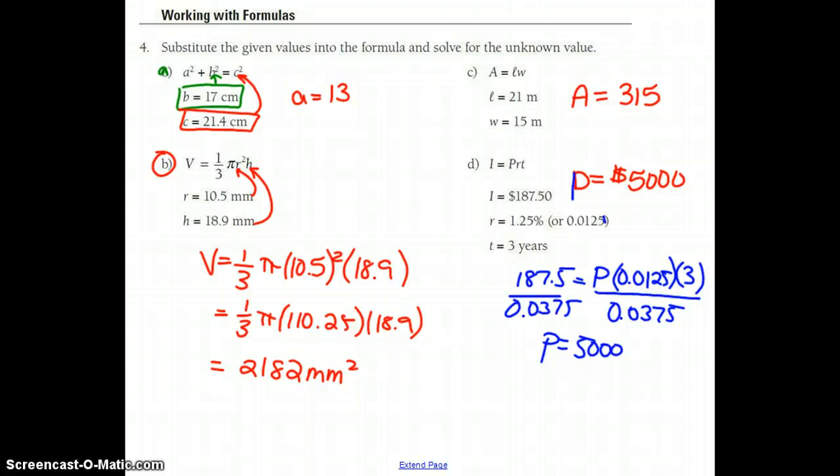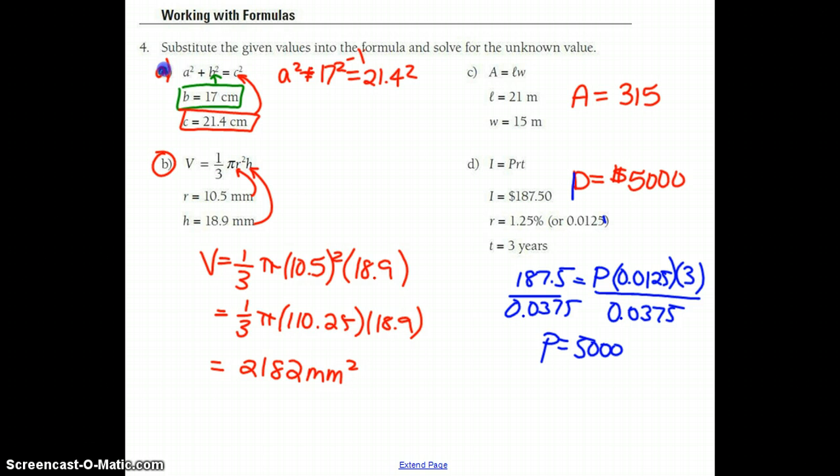Working with formulas. So we've also done lots of this. There will continue to be formulas in this course. When you're working with a formula, you just need to plug in what you're given and solve for the unknown variable. So for part A here, we have b equals 17, so we're going to put that in for b. C equals 21.4, so we're going to put that in for C. This will give us a squared plus 17 squared equals 21.4 squared.